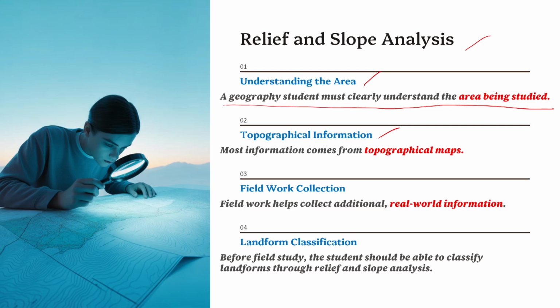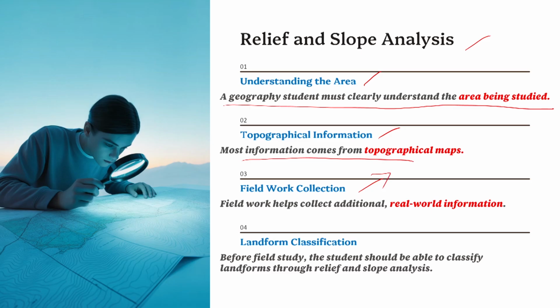then you can go to Google Earth. That gives realistic, present information on what that area is covered with. Then field work, this alone gives accurate information. If you want to make a map, you get topographic information and understand that area through secondary data. Then field work collection is very important. Field work helps collect additional real-world information. Field work means the person making a map has to go to the field to see what that area really covers.